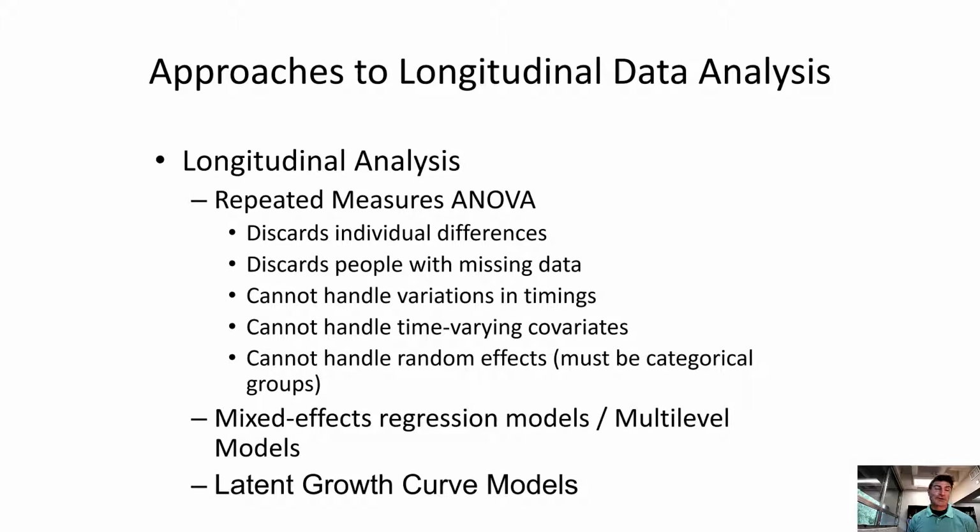Repeated measures ANOVA, I'm going to probably say some bad things about it. And, you know, it can be useful in certain situations. One of those situations might be if you have the timings exactly the same between each time point and you have no missing data. So that might be a time where repeated measures ANOVA could be useful, and maybe the data is pretty homogeneous. You don't have a lot of individual differences that you really want to find.